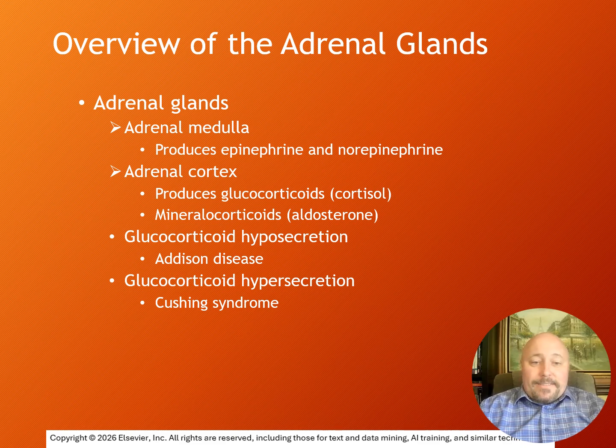The adrenal glands. The adrenal medulla produces epinephrine and norepinephrine. The adrenal cortex produces glucocorticoids and mineralocorticoids. Glucocorticoid hyposecretion. In this case, we're talking about Addison's disease. And you can remember Addison's is low adrenal. Addison's adds some. On the other end of that is going to be Cushing's syndrome. That's hypersecretion of those adrenal hormones.